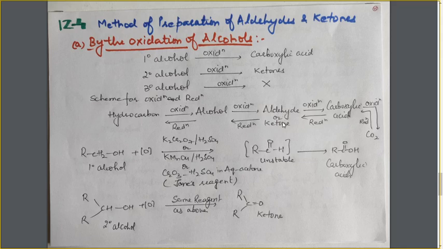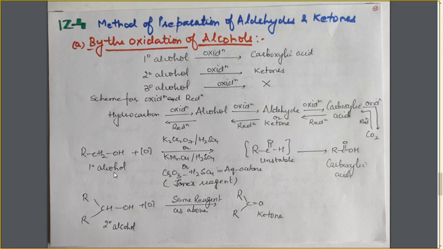Now we have to prepare the aldehyde and ketones. How can we prepare them? From alcohols by their oxidation, and from carboxylic acid by their reduction. So let's see. Here we are discussing the method of oxidation of alcohols. Now how is the oxidation of alcohols carried out?